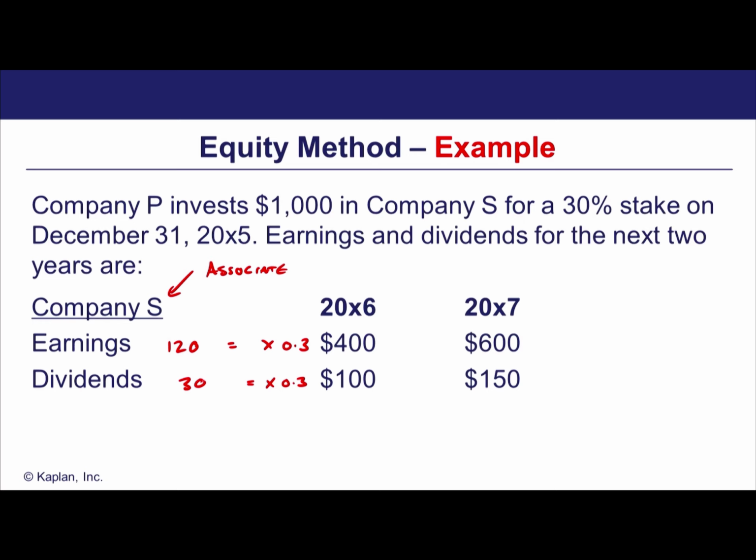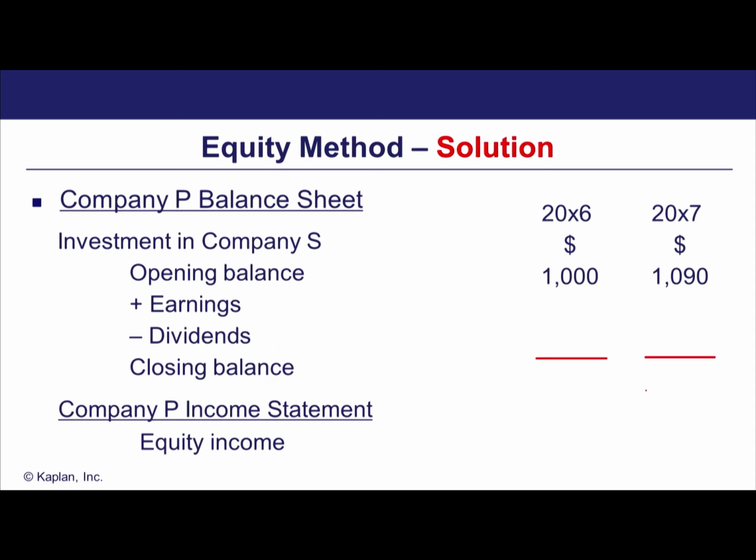Same for 20x7, let's have a look at that. So 30% of this value gives us $180, and 30% of the dividend, $45. Okay, let's have a look then at how this actually works. So notice there is the opening balance, and that of course is the original purchase price.